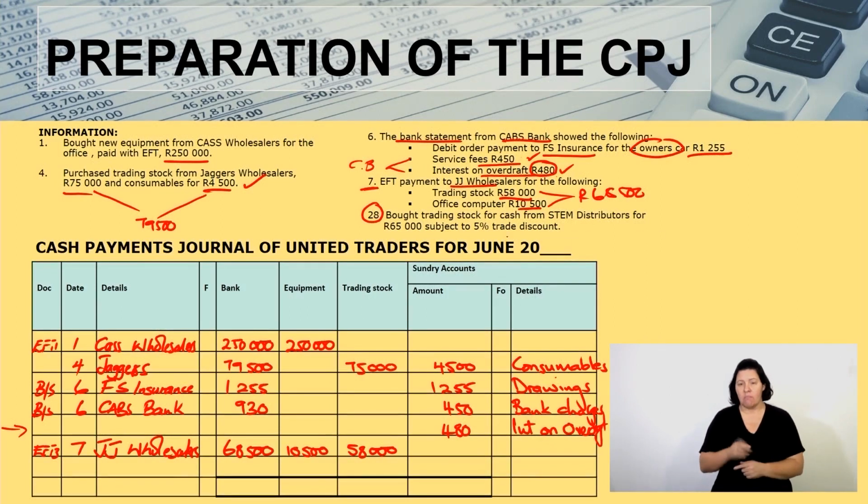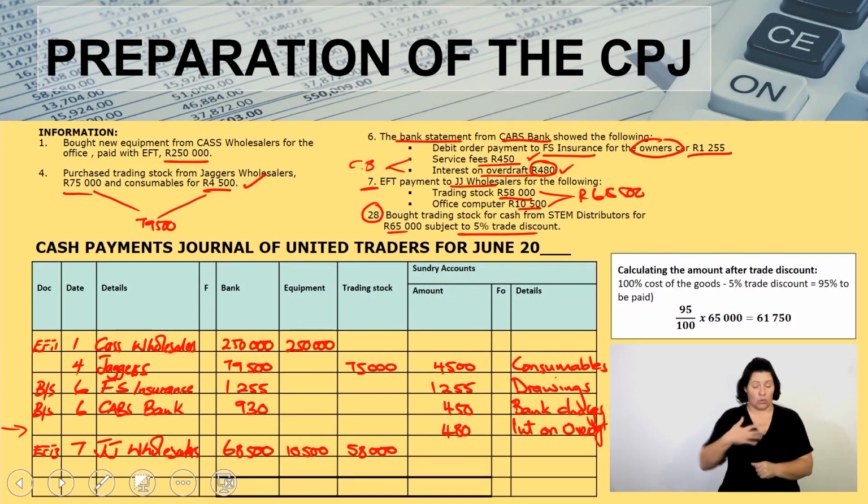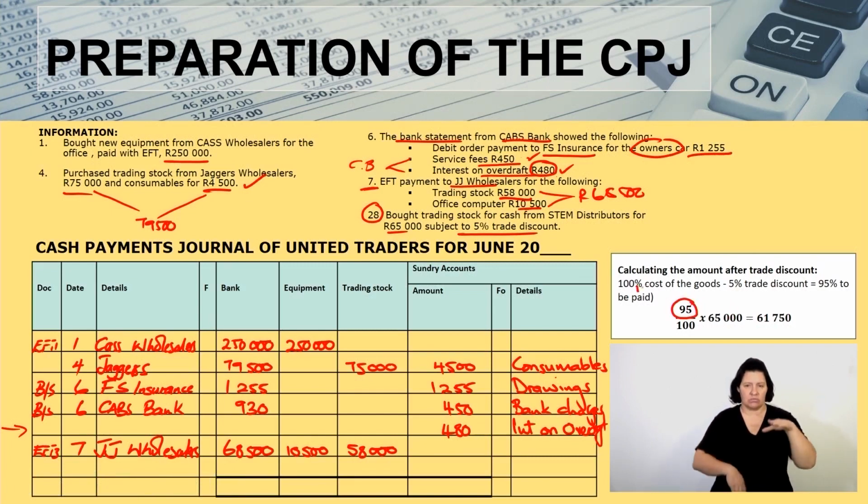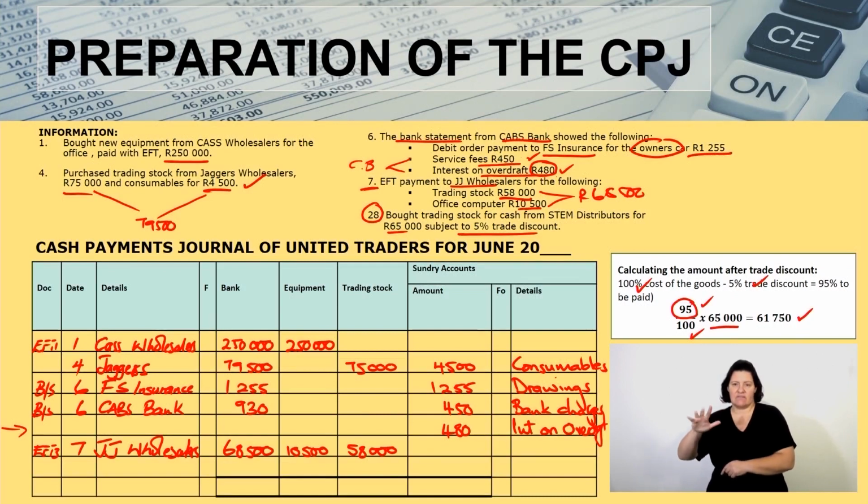After having done that, I come now to the last one, and it reads, bought trading stock for cash from STEM distributors for 65,000, subject to a 5% trade discount. This one is a simple calculation. What we want is the 95% after the trade discount, 100 minus 5, then we remain with 95. Over the 100, multiply by 65,000, 61,750 is what we remain with.